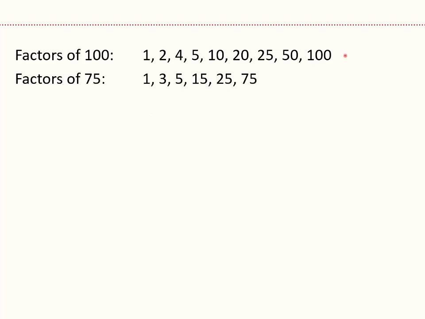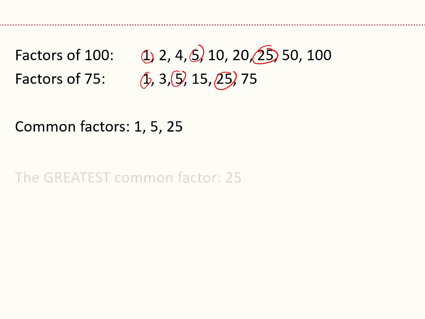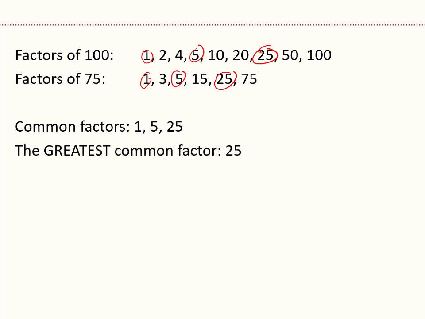Here's another list. Once again, these two lists share some common elements. 1 is common to both, and 5 is common to both, and 25 is common to both. So 1, 5, and 25, those are the common factors of 75 and 100. But we might be interested in the greatest common factor. And the greatest common factor in this case is 25.